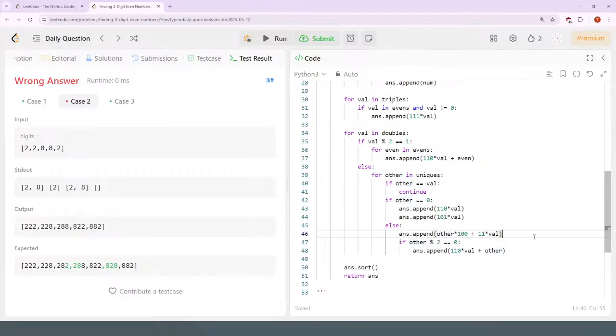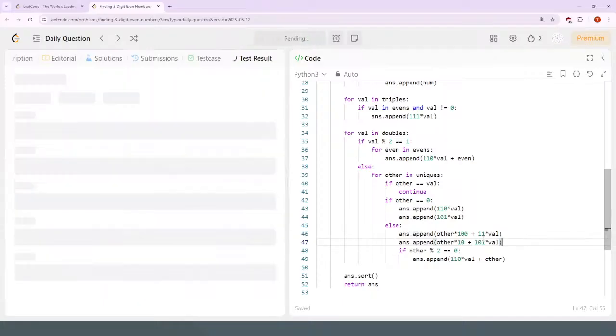Okay, yeah. It's misreading. What's the error here? Answer append. So this is where the even value is the first and last, first and second. No, this even value is the last two. So the other value could be the tens digit, and the value itself could be the ones and the hundreds digit. Okay.